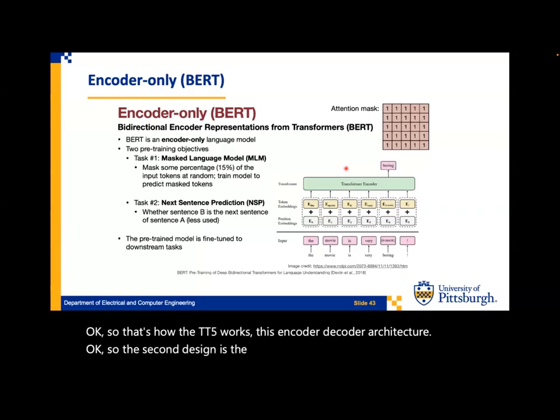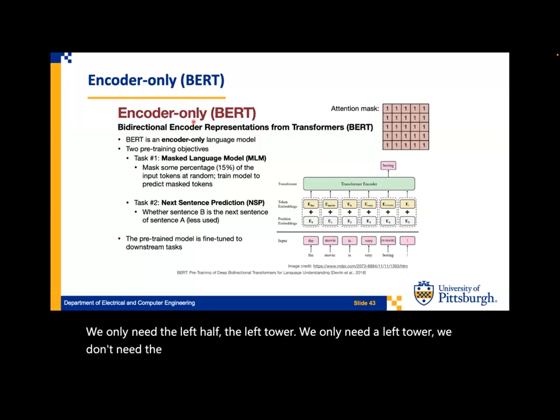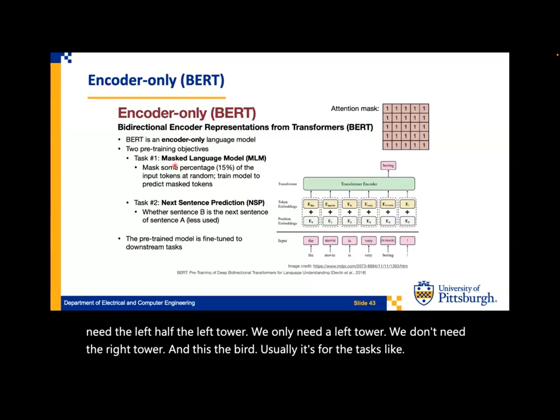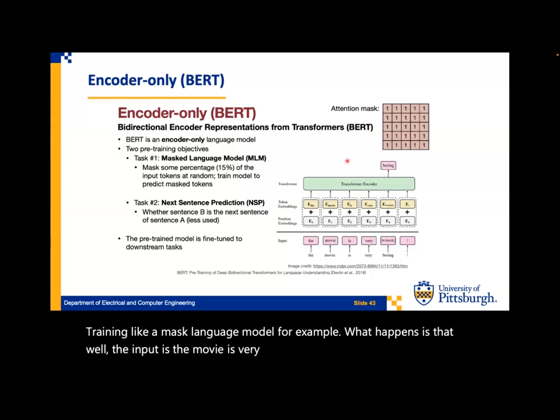So the second design is the encoder only. We only need the left half, the left tower. We don't need the right tower. And BERT, usually it's for tasks like training a masked language model. For example, the input is the movie is very something exclamation, and it asks you to predict what is that missing word.